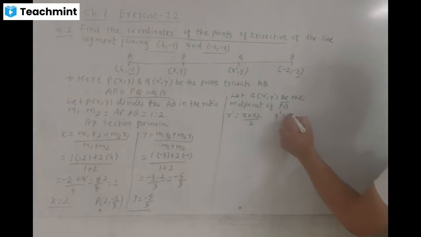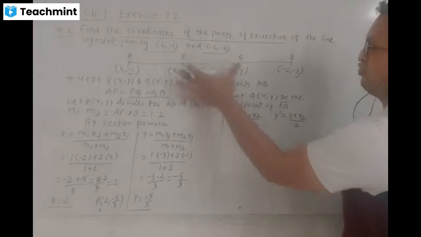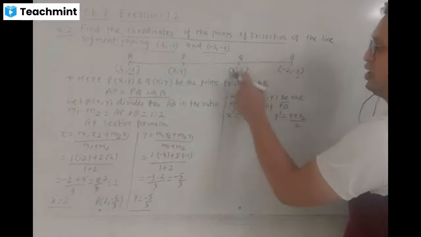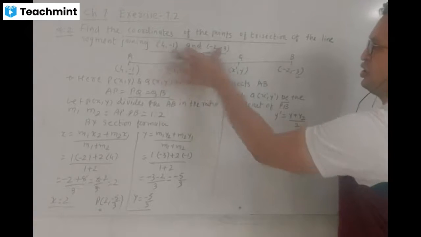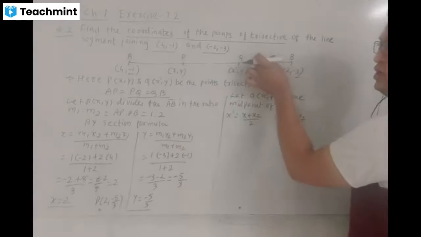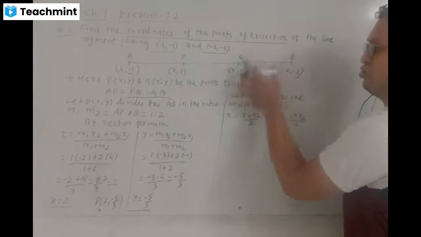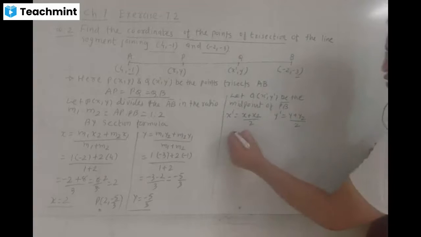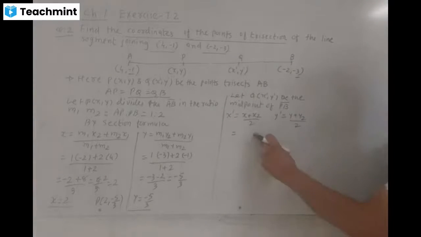Y dash is equal to Y plus Y2 by 2. Otherwise, we apply the section formula. Q(X dash, Y dash) divides AB in the ratio AQ to QB, that is 2 is to 1. Therefore, X dash is equal to X plus X2 by 2 by the midpoint formula.